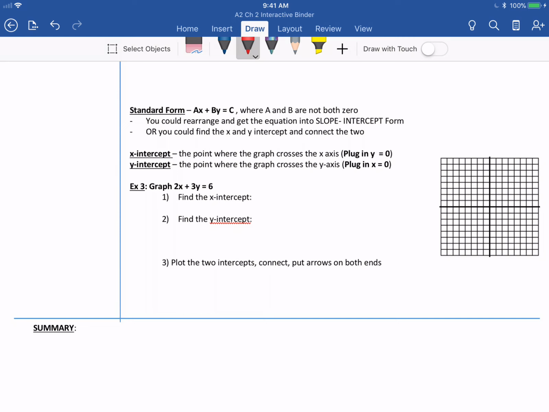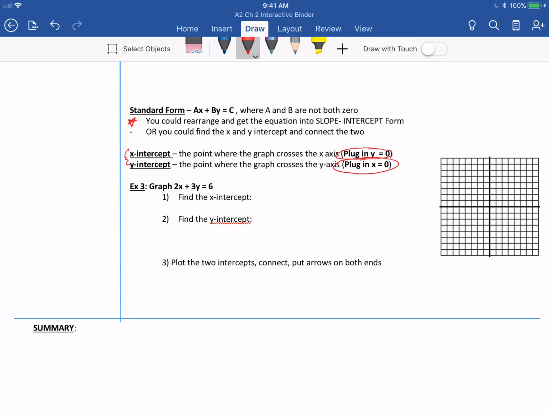So here's standard form, ax plus by equals c, where both a and b are not 0. Here's kind of what I like to do for number 1: you could rearrange this and get it in slope-intercept form. Personally, that's what I would do, but there is a second way that we like to teach, which is that you can find the x-intercept and the y-intercept. That's where it hits the x-axis and where it hits the y. To find the x-intercept, you plug in y equals 0, and to find the y-intercept, you plug in x equals 0. So here we go.